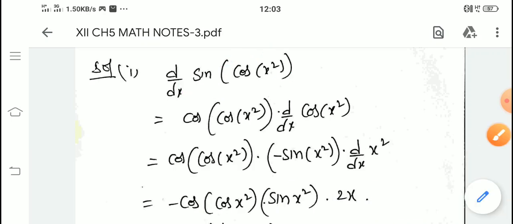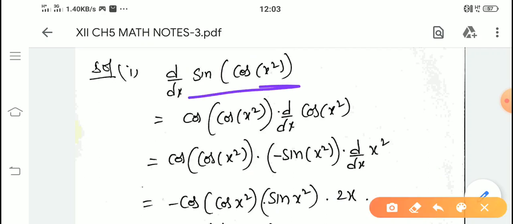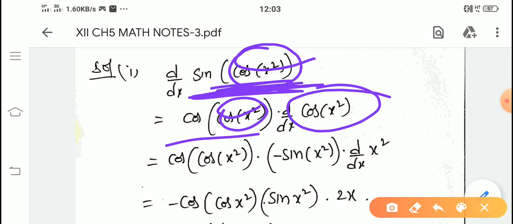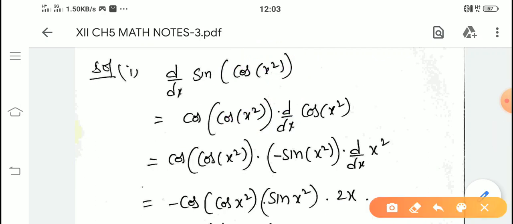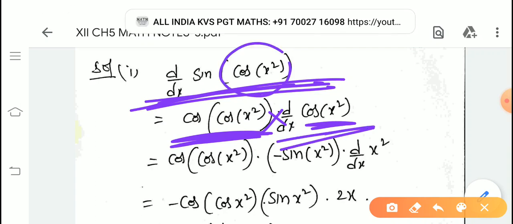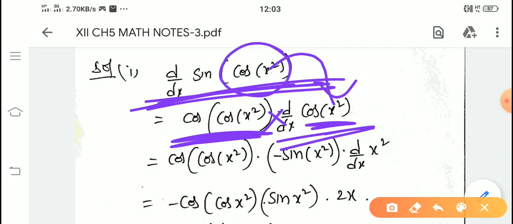Now see what to do here. Derivative of sin theta. This is theta you take. Derivative of sin theta is cos theta, no? So cos theta into the theta derivative must be multiplied. Theta is nothing but cos x square. So the derivative of sin of cos x square is cos of cos x square into the derivative of cos x square, d by dx of cos x square. The inside one must be differentiated and multiplied.